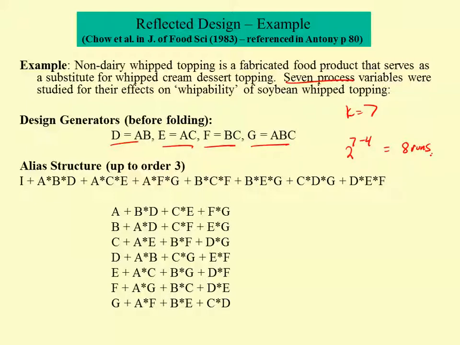In 8 runs, we're going to estimate 7 main effects and a mean. So we're going to have lots of confounding. What resolution do you think that ought to be? 8 runs, we're going to calculate 7 main effects. Resolution 3, good. So we're going to have our main effects confounded with lots of two-way interactions.